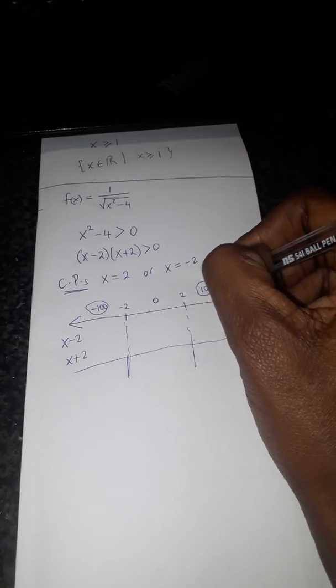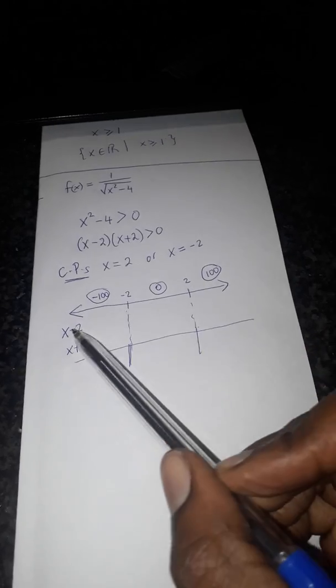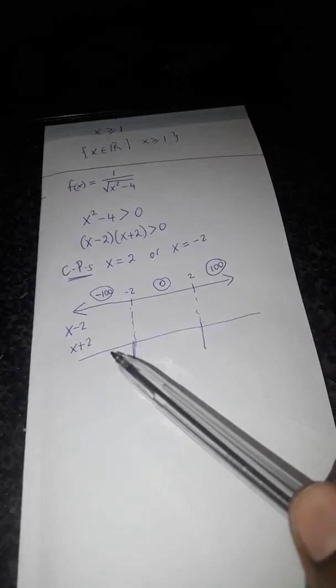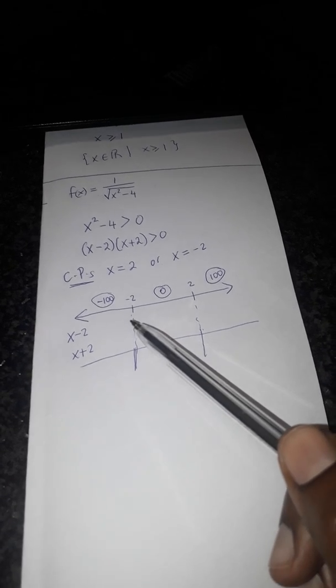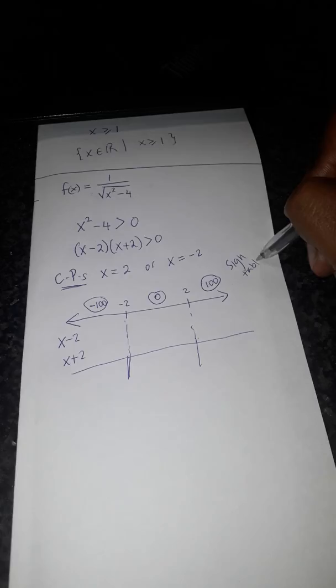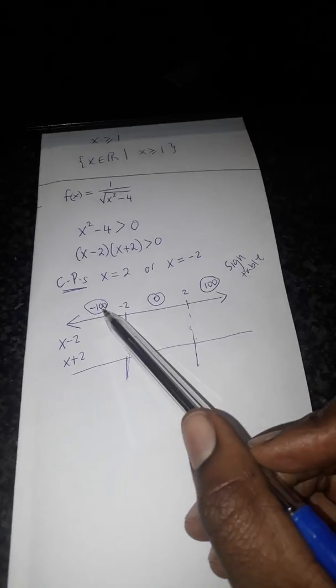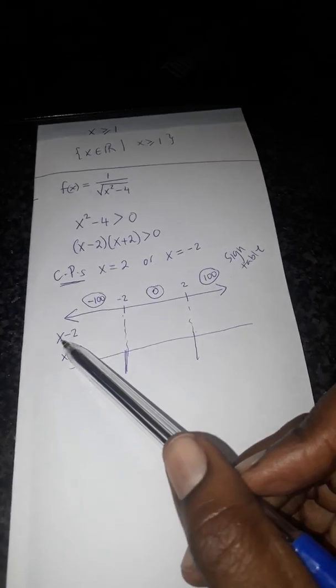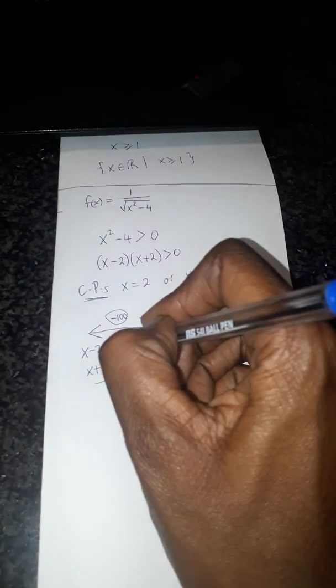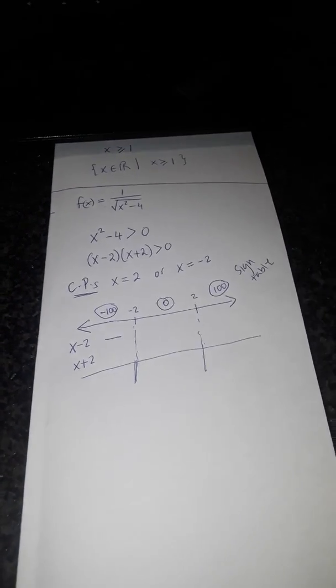What I do with these representatives is that I just substitute them into these factors, and I'm not so much interested in the value that I get out, but in the sign. That's why this is called a sign table. Okay, so I substitute minus 100 in there. I have minus 100 minus 2. This is minus 102. The value is negative. That's all I'm interested in.